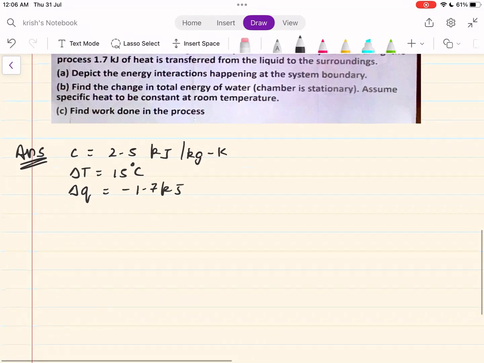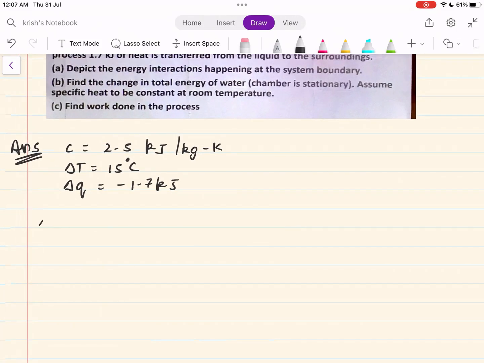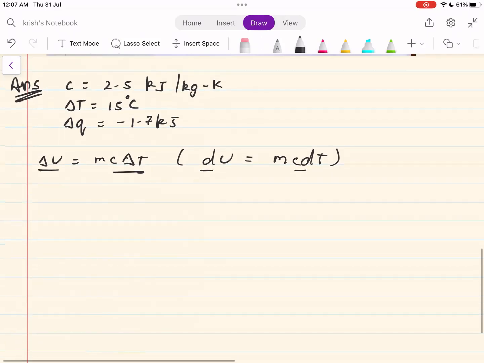So first we have to depict the energy interactions happening at the system boundary. Find the change in total energy of water. Assume specific heat to be constant at room temperature. So delta U equals mc delta T, or du equals mc dt. As the specific heat is constant, we can write the delta terms instead of the d terms, right? This gets converted to this basically at constant specific heat.